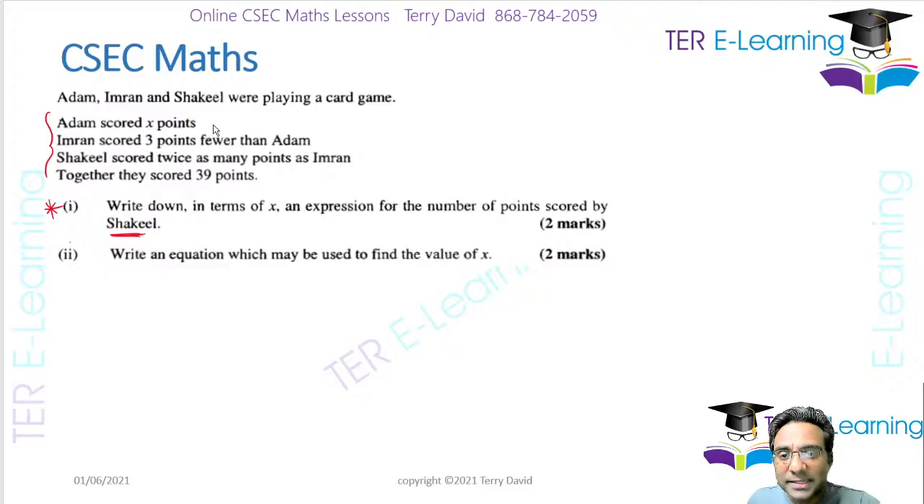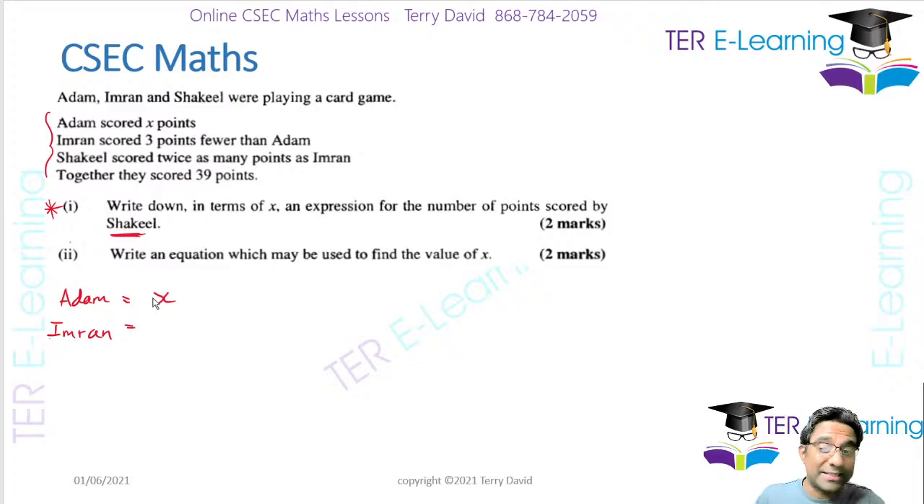So Adam scored x, right? That's what they gave us here. He scored x. Then we have Imran. Now, what they are really testing here is to see if you understand, when they give you something in words, if you can write it as an expression.